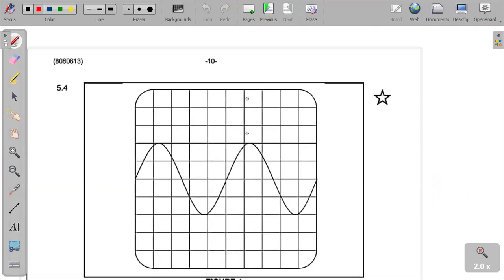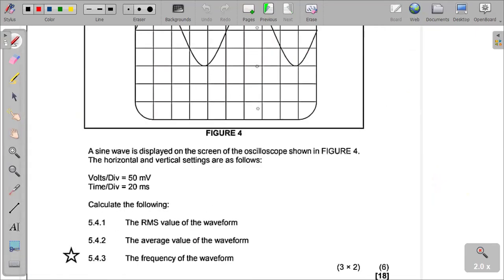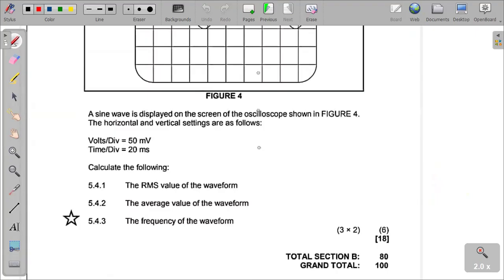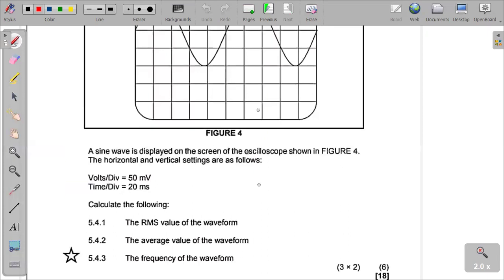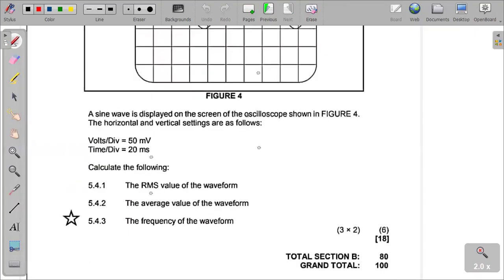So our next question is saying, a sine wave is displayed on the screen of an oscilloscope shown in figure 4. The horizontal and vertical settings are as follows. Volts per division 50 millivolts, time per division 20 milliseconds. Calculate the following. 5.1, the RMS value of the waveform.